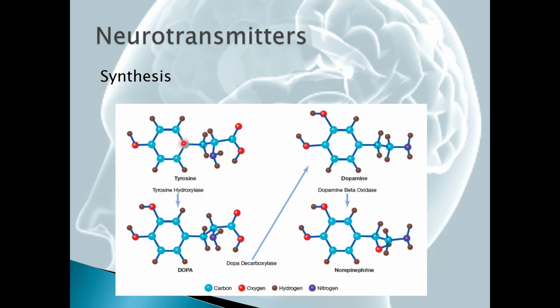Here's just another diagram showing, again, tyrosine. Here the enzyme will be tyrosine hydroxylase, leading us to DOPA, then DOPA decarboxylase to dopamine. Dopamine beta oxidase gives us norepinephrine. So showing you how closely related, especially these two neurotransmitters are.